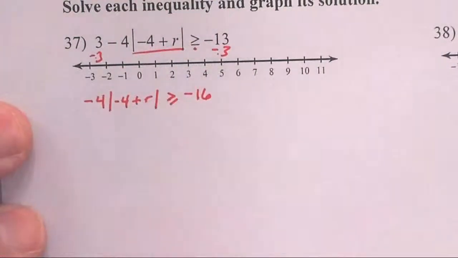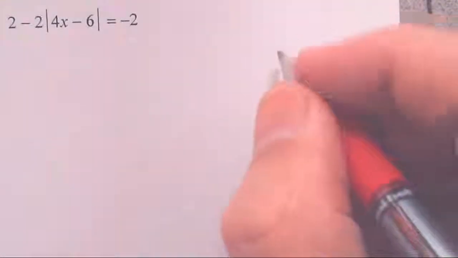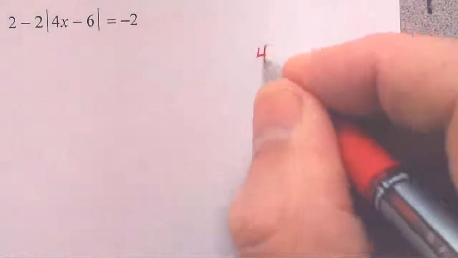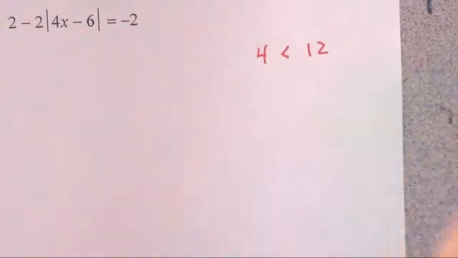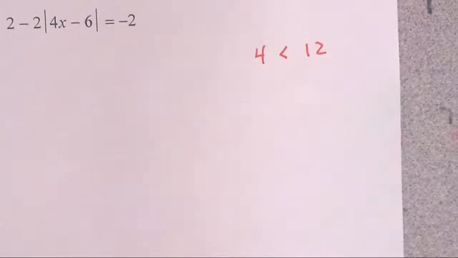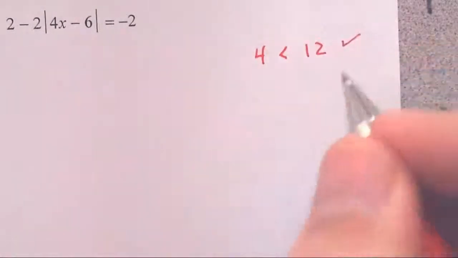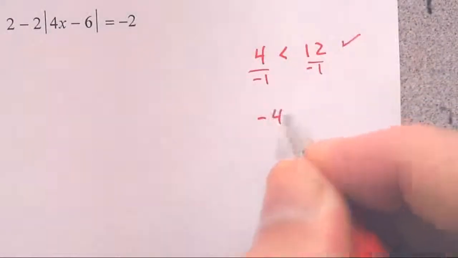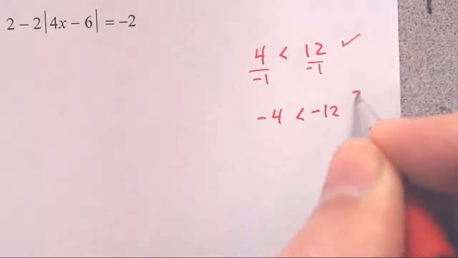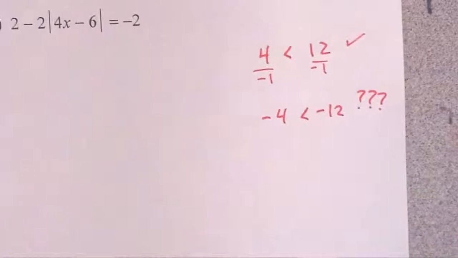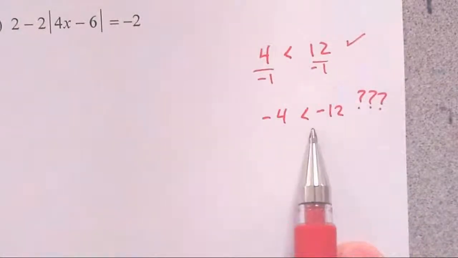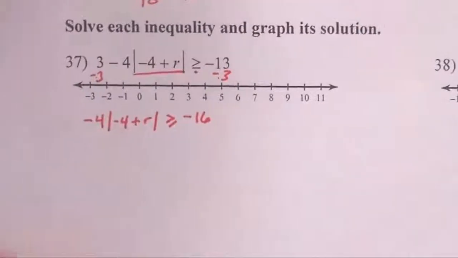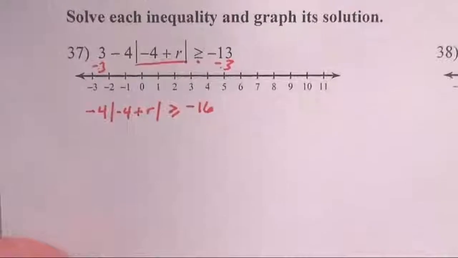Now, just a little side note here. We know that 4 is less than 12. If I was to divide both sides by negative 1, we know that this is a true statement. When I divide both sides by negative 1, I get negative 4 is less than negative 12. Is negative 4 less than negative 12? No, it's not. When we multiply or divide both sides of an inequality by a negative number, greater thans turn into less thans and vice versa.